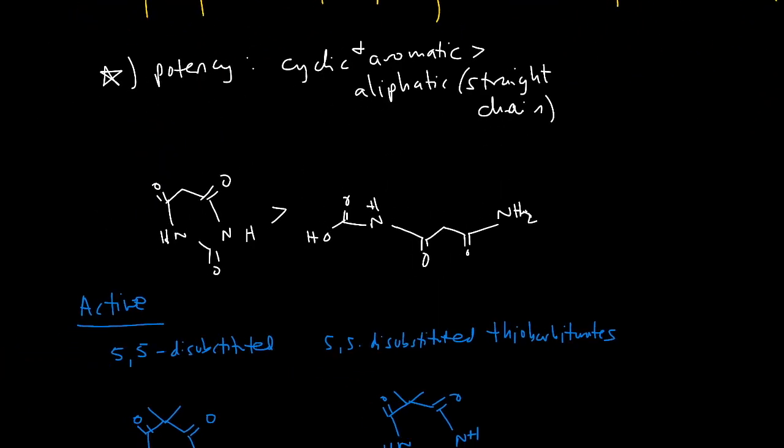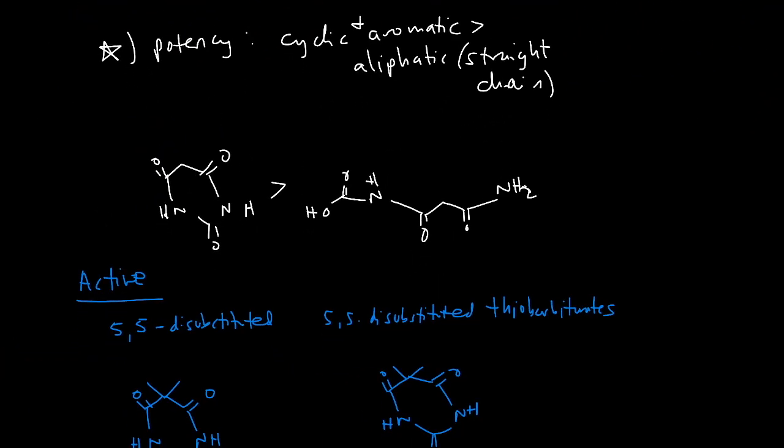So, in general, for the barbiturates, the cyclic and aromatic barbiturates are more potent than your aliphatic, meaning your straight chain barbiturates. So here's your barbiturate in the cyclic form as a ring. And here is your same number of carbons, but as an aliphatic or a straight chain. So this is more potent because it's more cyclic than the straight chain barbiturate.